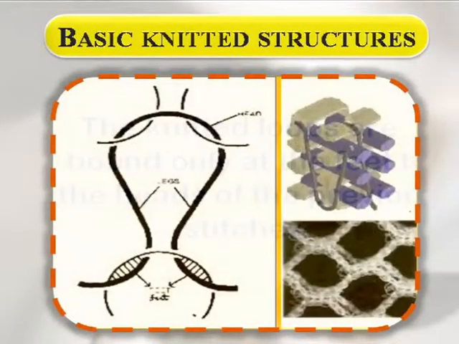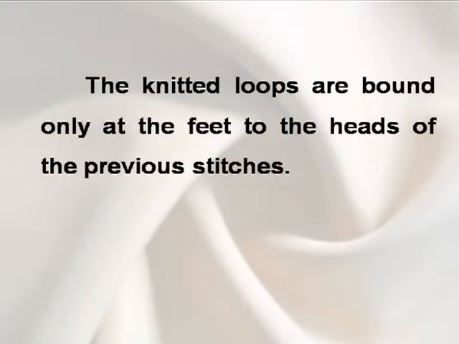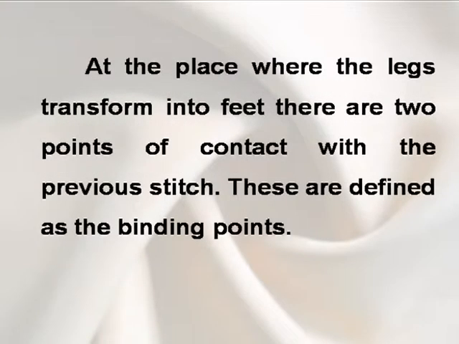11. Basic knitted structures. The knitted loops are bound only at the feet of the heads of the previous stitches. At the place where the legs transform into feet, there are 2 points of contact with the previous stitch. These are defined as the binding points.